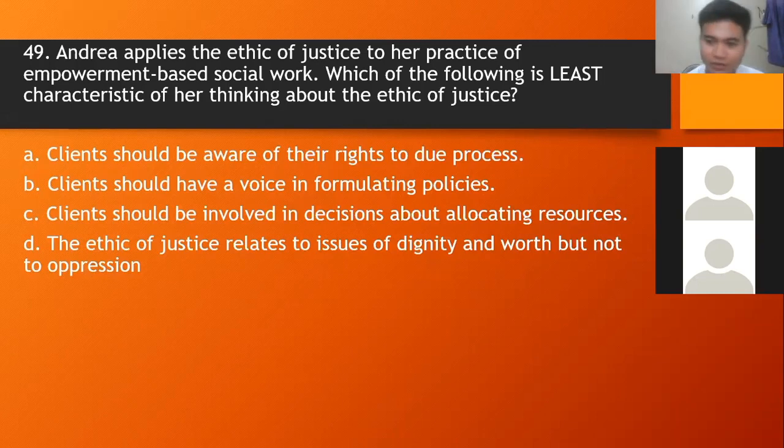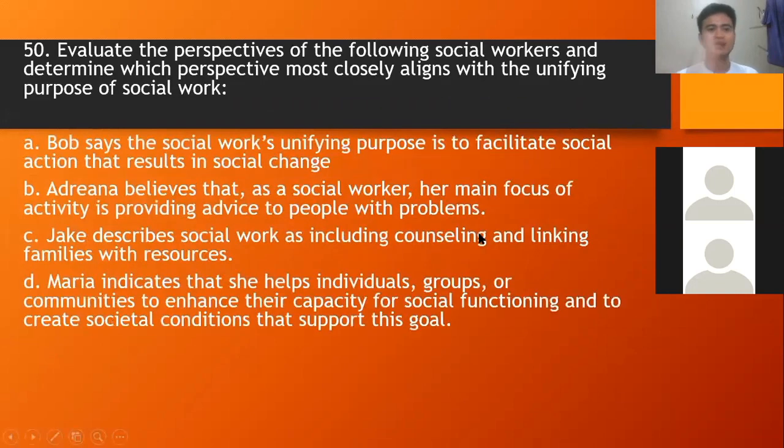Mali na naman po ako because the word least. Yan, be careful tayo next time, Miss Celine, kasi ang mga word like but, except, inappropriate, appropriate, yan, be careful tayo in choosing keywords. Okay. Last number, 50.